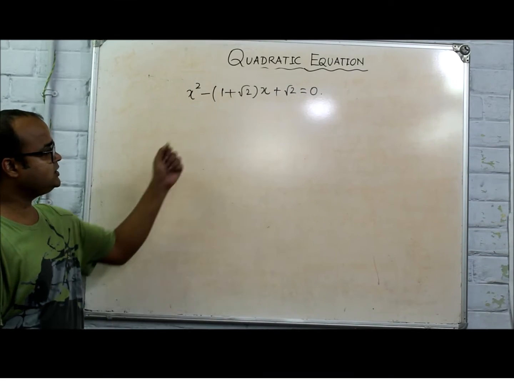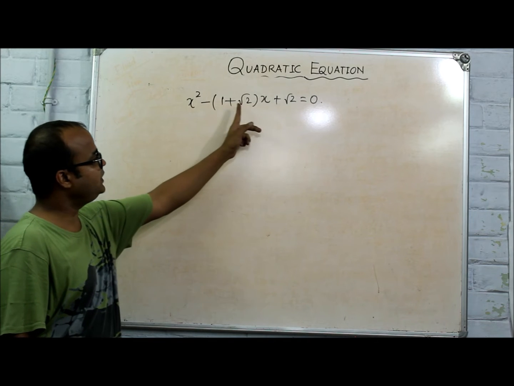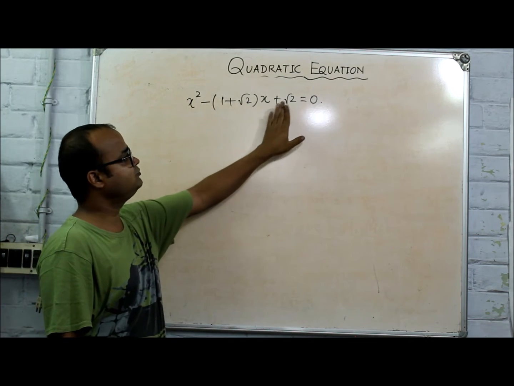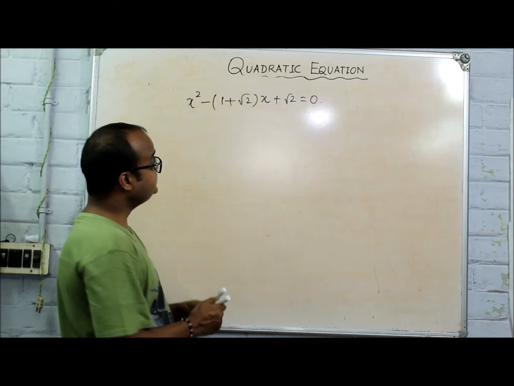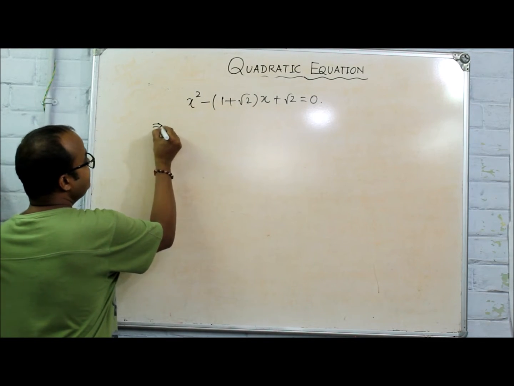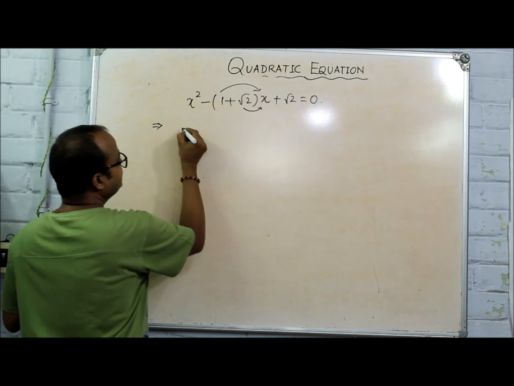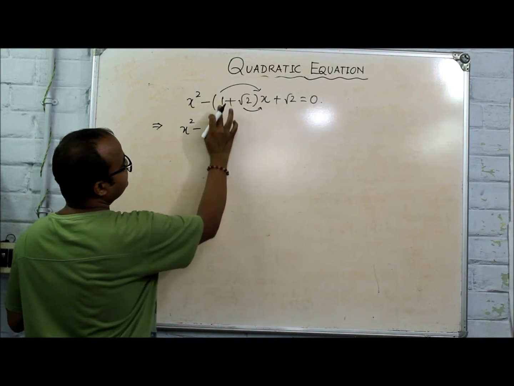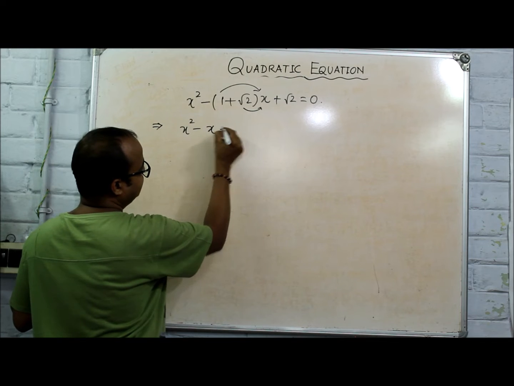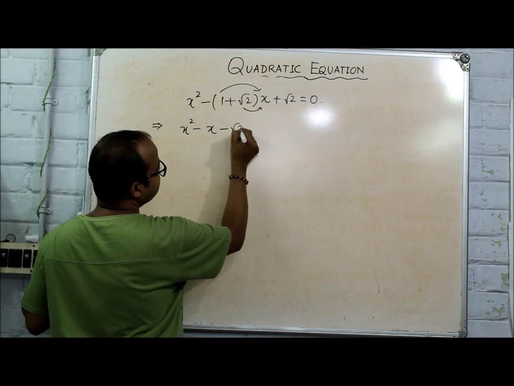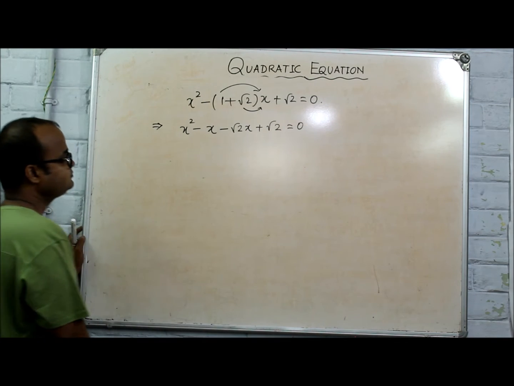Now let us take another example. X square minus 1 plus root 2 into x plus root 2 is equal to 0. This sum, what we need to do? First multiply these two. So you will get x square minus 1 into x minus x minus root 2 into x plus root 2 is equal to 0.